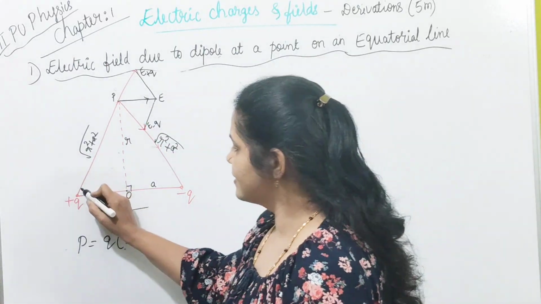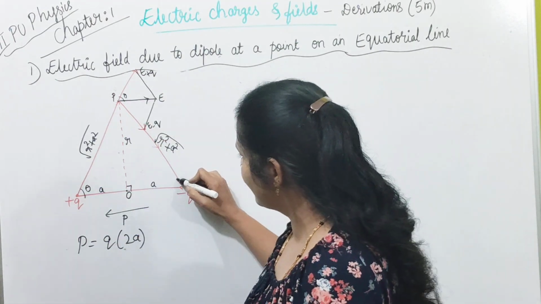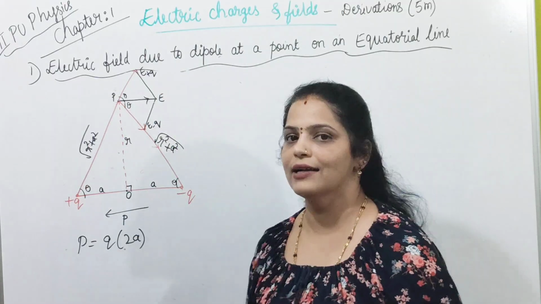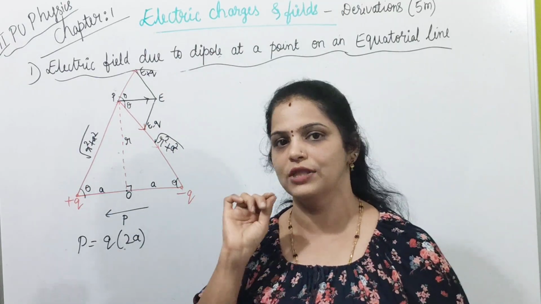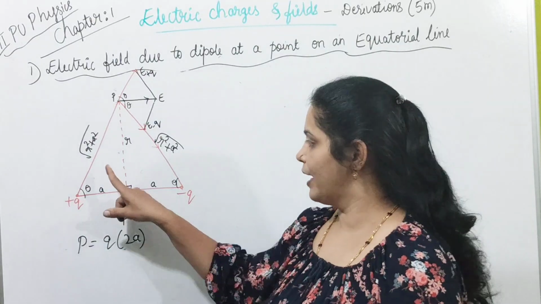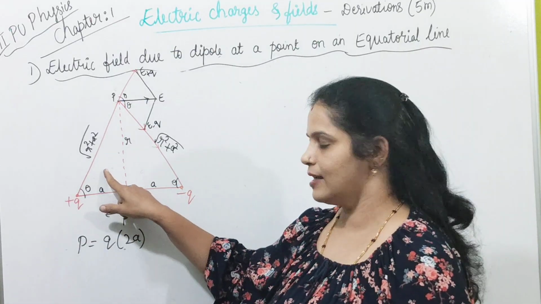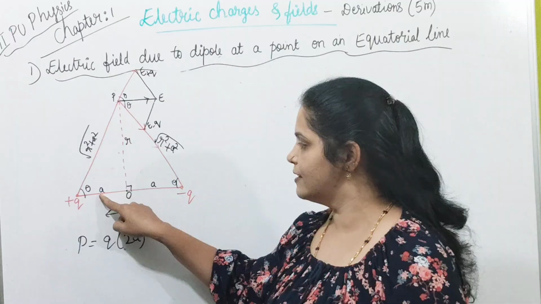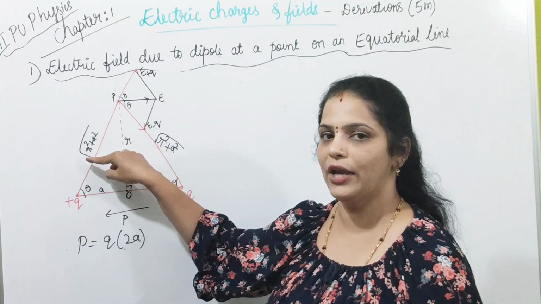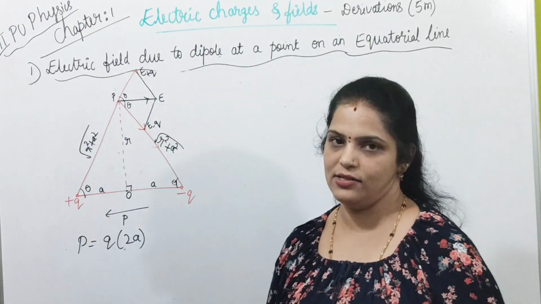Now, let us write: this angle is theta, and this angle is also theta. So the total angle between the two electric fields is 2 theta. Now, using Pythagoras, you can see one right angle triangle, and here there is one more. Let us consider this right angle triangle. This side is a and this side is r, so the hypotenuse is square root of r square plus a square. Similarly here, square root of r square plus a square.